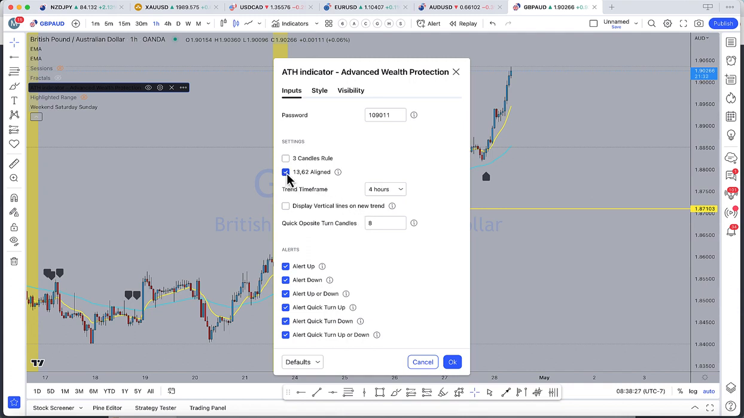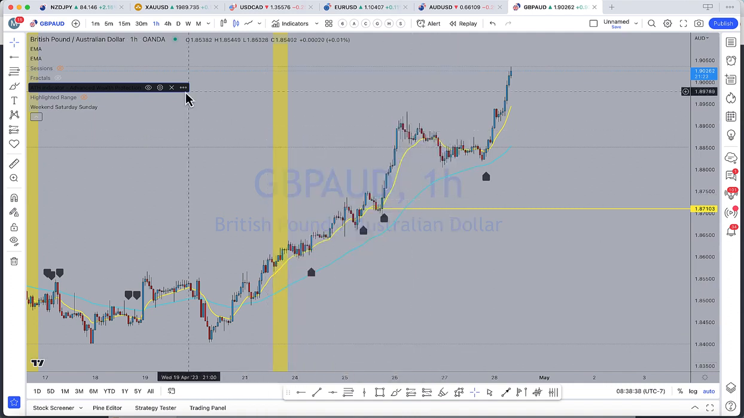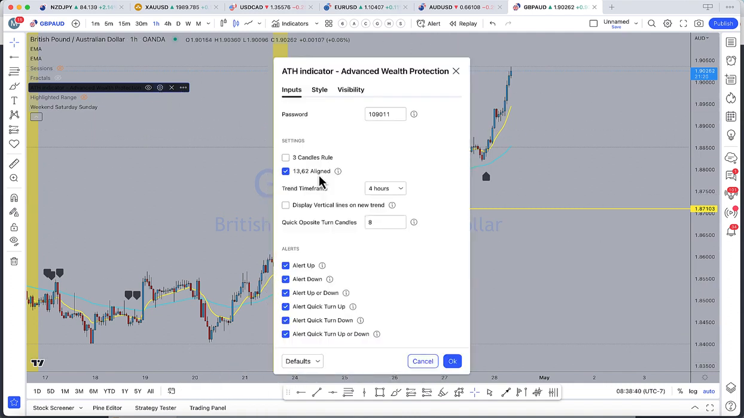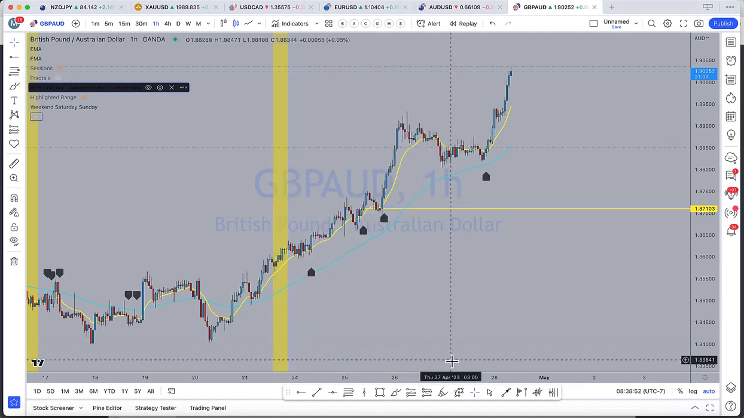So when you click this 1362 aligned and you pick the time frame you want to align to, what this does is, I keep it on the 1 hour time frame. If you look here, I'm on the 1 hour, and I have the 1362 aligned 4 hour. That means I want the 1362 EMAs on my 1 hour to be going in the same direction as the 1362 on the 4 hour. That way I'm trading with trend, right?